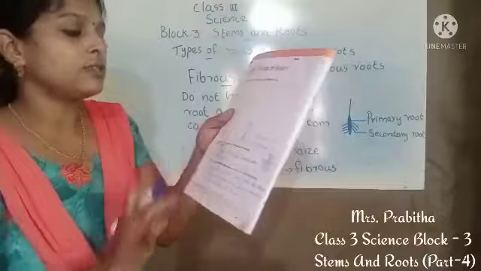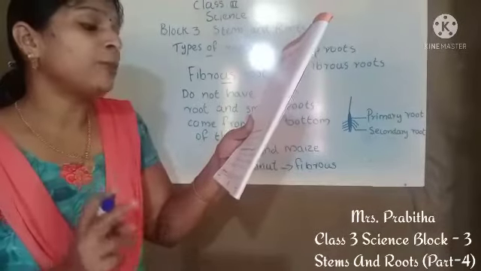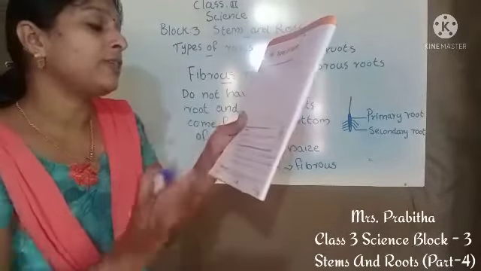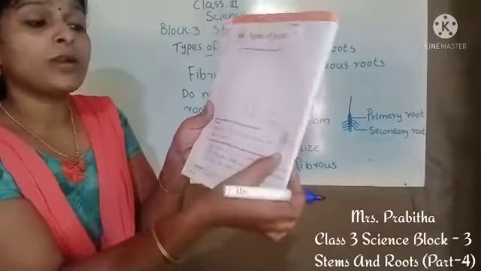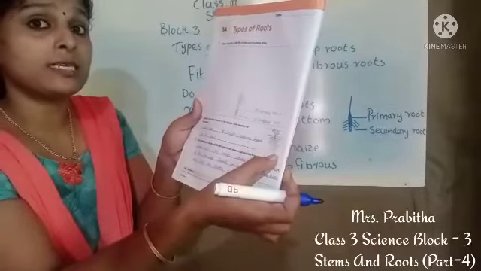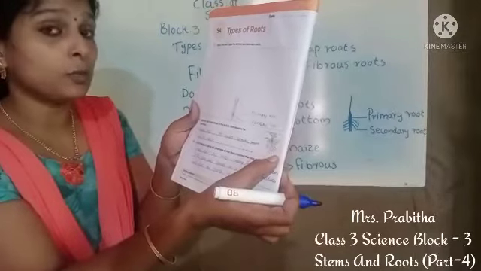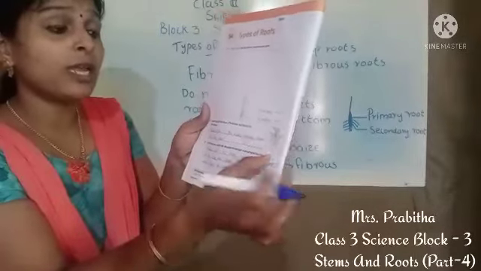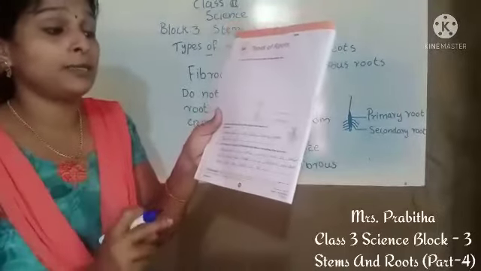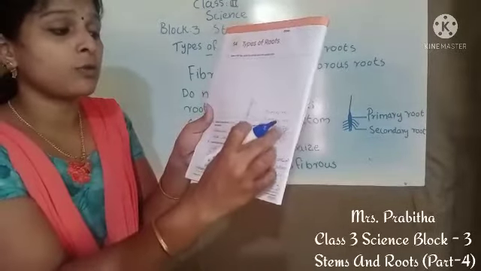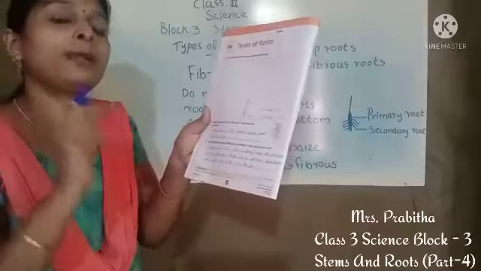Second question is, identify the type of root shown in the picture and give reason for your answer. So you can see the picture here. You have to identify which type of root this is. Yes, it is fibrous root. Why is it fibrous root? Yes, all the roots are coming at one place. You can see all these small roots are coming at one place.